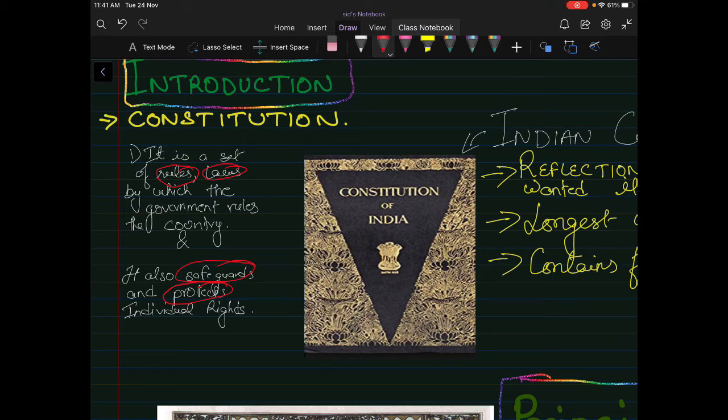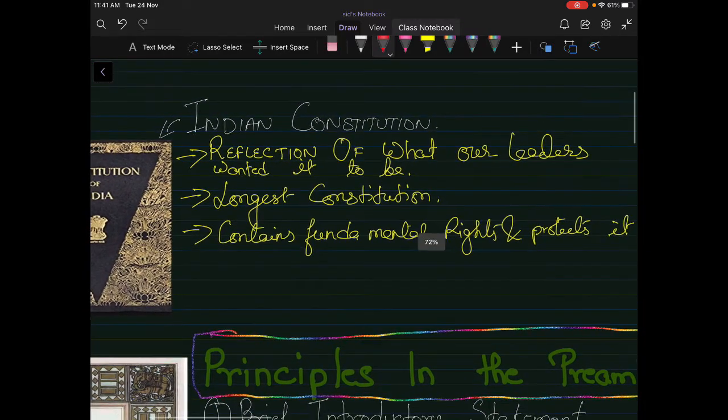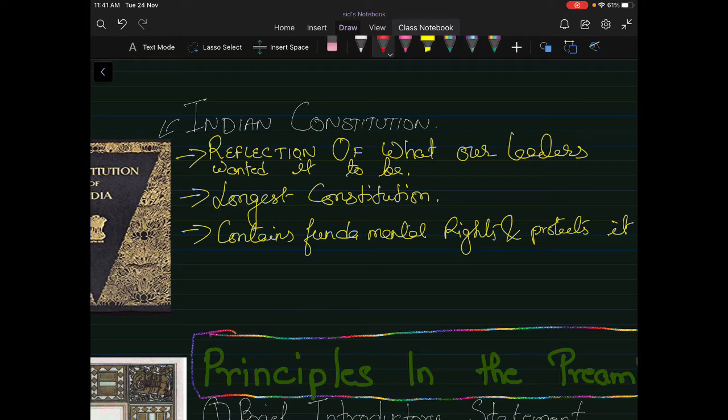Okay, so coming on to the next topic, that is the Indian Constitution. The main features of the Indian Constitution. The Indian Constitution was made with an idea in our leaders' mind that it should be the reflection of what the leaders wanted it to be. For example, our leaders wanted India to be free, sovereign, equal, right? So it should have all those kinds of values that our forefathers or leaders wanted it to have in the Indian Constitution.